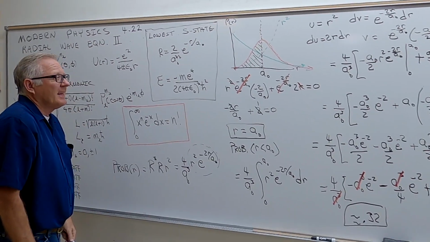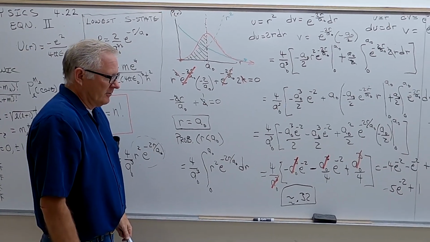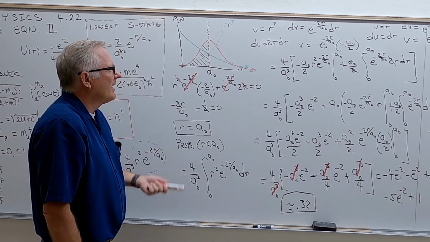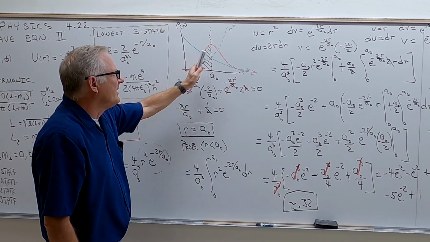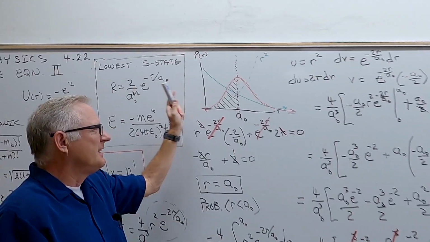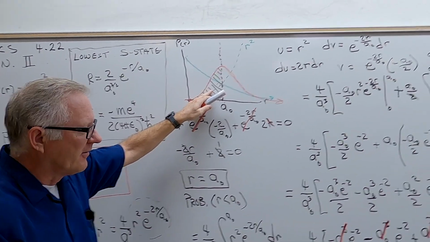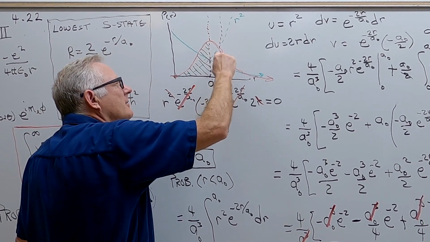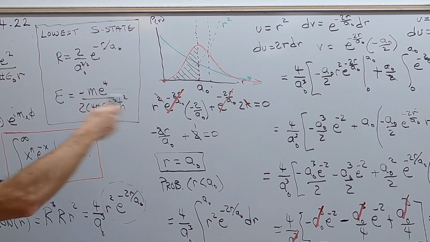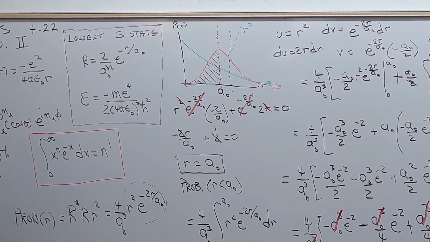Now, if I wanted to get the expectation value for R, it should be at the centroid of this. Well, we already know that this peak is a little over on this side because there's only 32% of the area on this side. So I would expect the expectation value should be out here, somewhere where you have 50% of the area on either side.